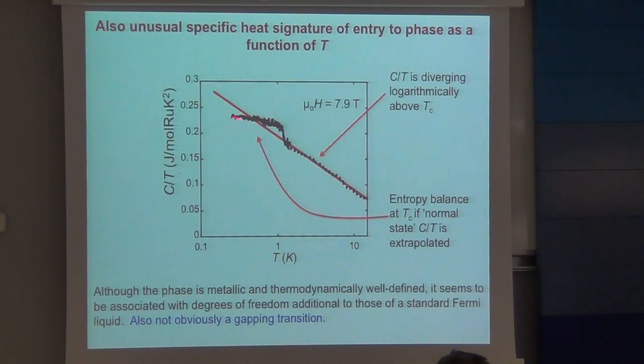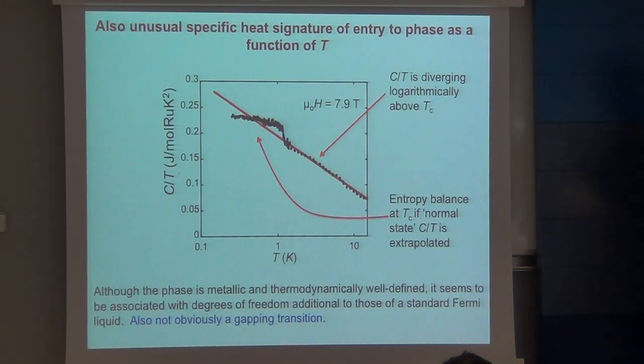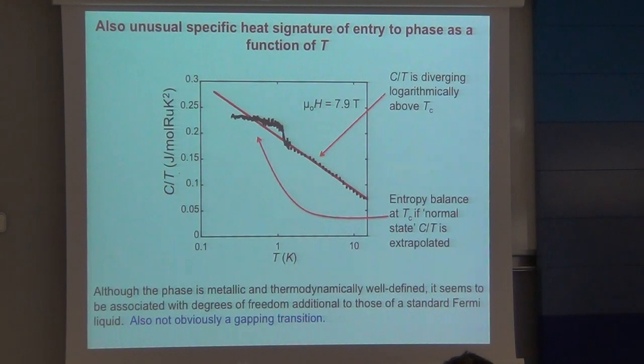We not only have plenty of states left here, we have more states left than you would expect in a standard metal. So I was at this point absolutely convinced that this was some unusual form of nematic transition associated with quantum criticality. No way it could involve translational symmetry breaking or a gap. Absolutely not. Nothing looked like that.